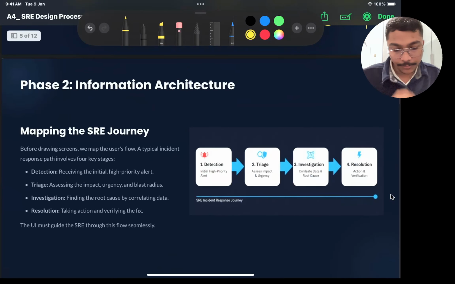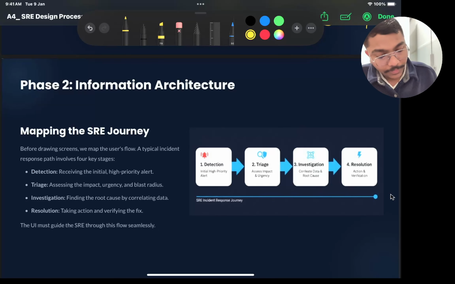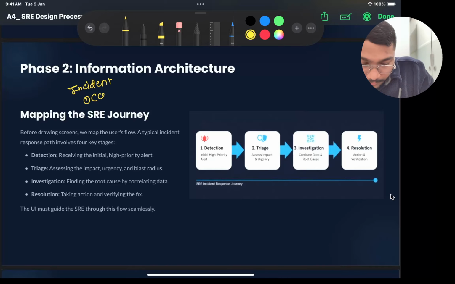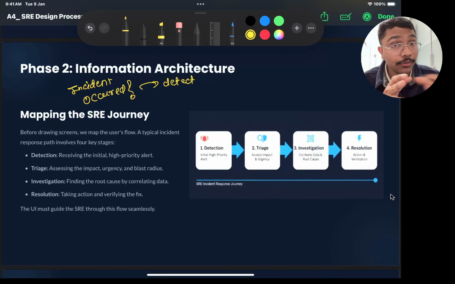Okay, information architecture. So how's the journey? For example, suppose an incident occurs. Incident occurred. So what will I do? I will first detect. How will I detect? Suppose my payment service has gone down for 3 hours and I wasn't able to receive any single payment in the last 3 hours. Okay, that's the thing which I have detected. But is it so? Is it the payment service really going down, or some other services in the back end causing that issue? That's the detection phase.